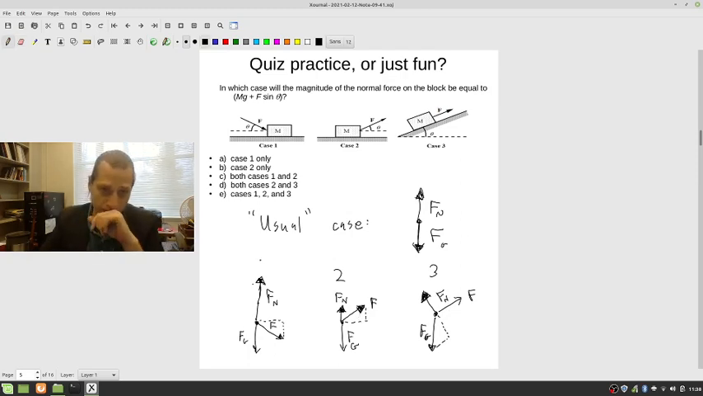So the upshot is that in case 2, the normal force is smaller. In case 3, the normal force is smaller. In case 1, the normal force is bigger. So that's the only case that we can even consider as being possibly correct. And of course, if you work out the math, you'll see that this extra component here is going to be F sine theta. And so the force of gravity plus F sine theta both need to be counteracted, and that gives you your normal force. Okay, enough words on that one.